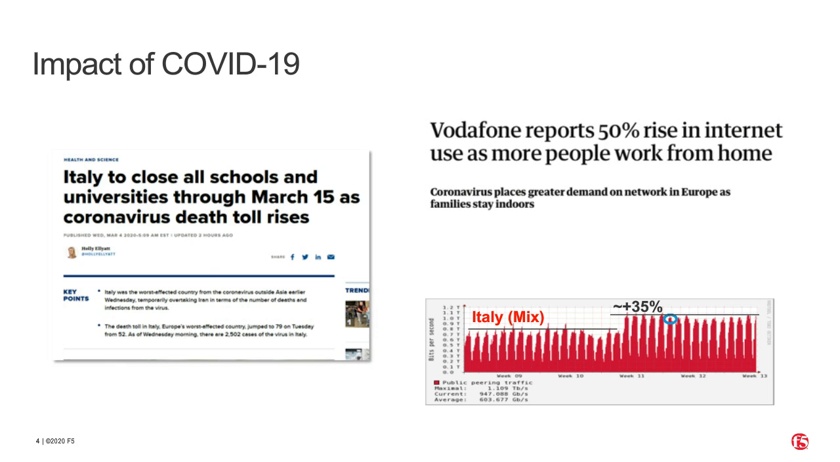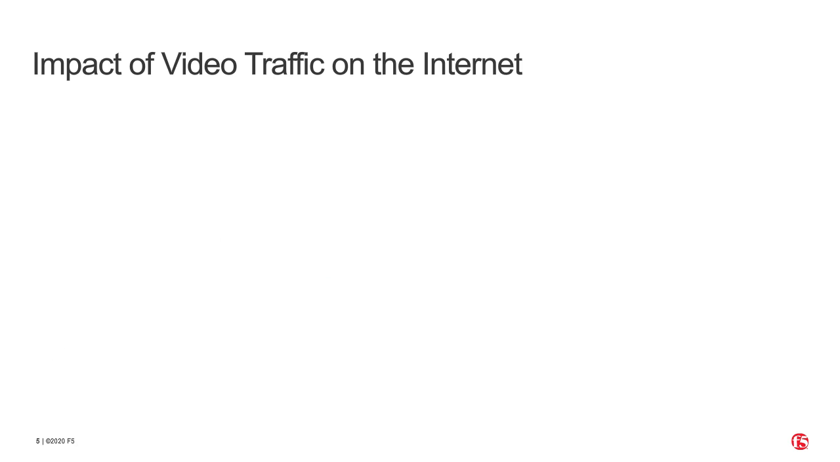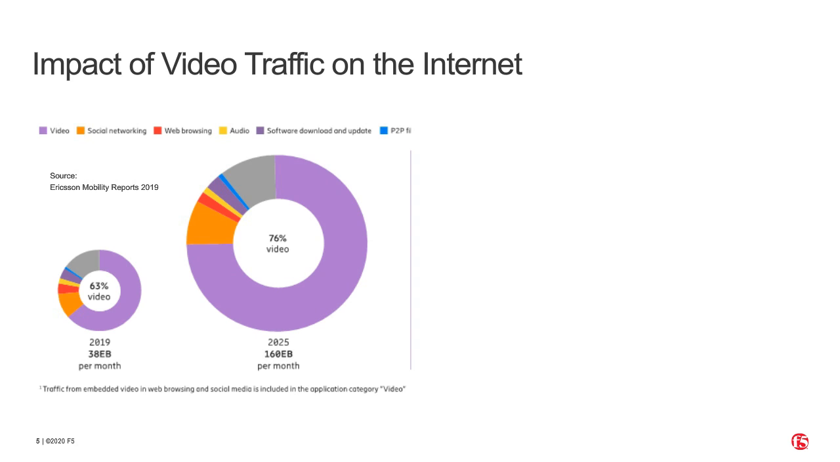Now, somebody could ask how this is related to video and why this should be related to video. The reason it's related to video is because video has two main elements regarding internet traffic. The first element is the fact that video is the majority of the internet traffic today.